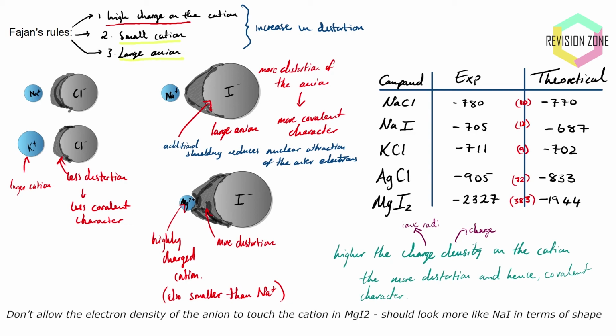And that's why we can see that there is more distortion with the magnesium ion and iodide than there is with the sodium and iodide ion. The charge density of the magnesium ion is a lot higher. So it's a much higher charge density.